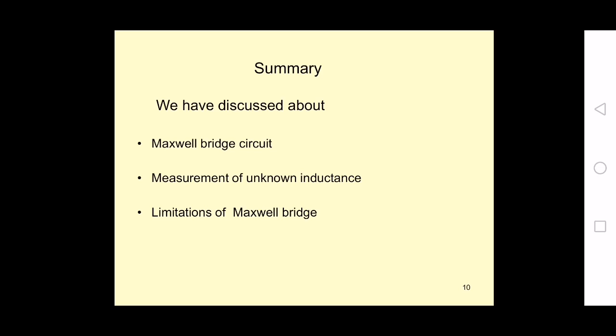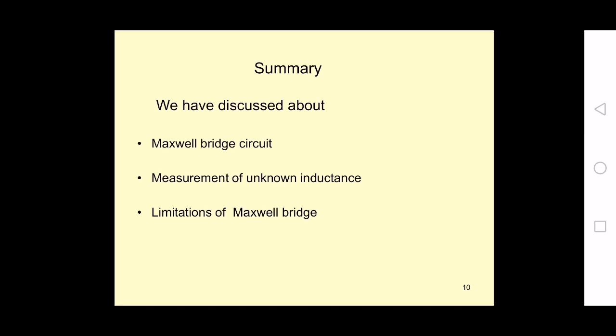We have the first arm as R1 C1, a parallel combination of R1 and C1. In the second arm we have R2, the third arm has variable resistance R3, and in the fourth arm Rx and Lx are connected. These four bridge arms we call four impedances, and the detector is represented by the headphones. When the bridge is balanced, the detector gives zero response, which indicates the null response.